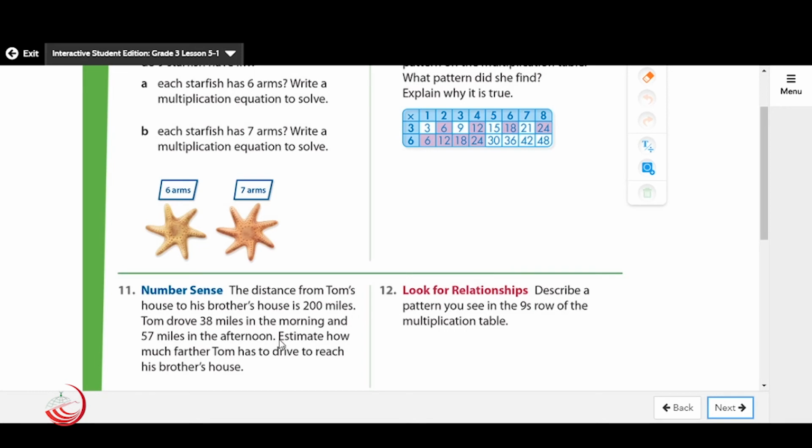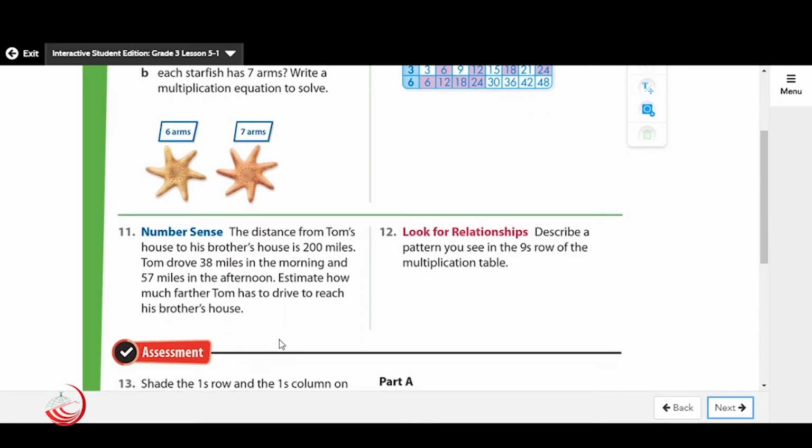Number 11, it's very easy. It's an estimation. You may not say the exact number, but you can estimate the number without making any calculations. Alright, now let's move to number 12.